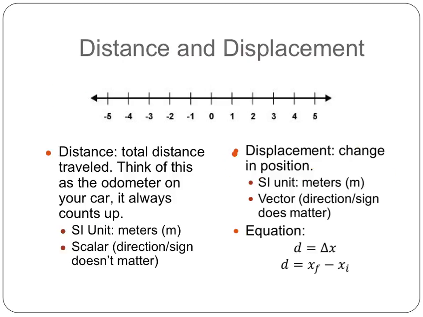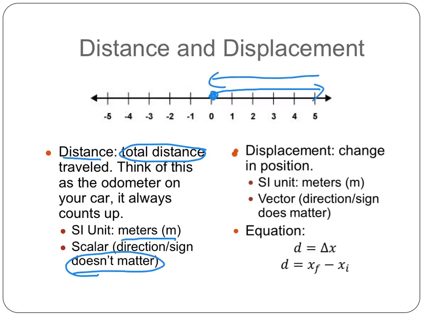So let's apply scalar and vector to distance and displacement. First, distance is the total distance traveled. This is like an odometer on your car. It's always counting up. We're going to use meters to describe this, and it's a scalar quantity, so direction in the sign does not matter. An example of this is if I start at 0 and I walk 5 meters and 5 meters back, my total distance is 10 meters.